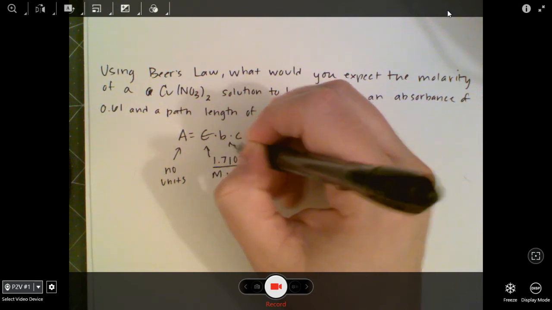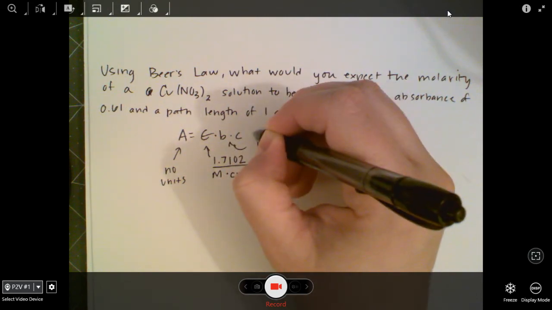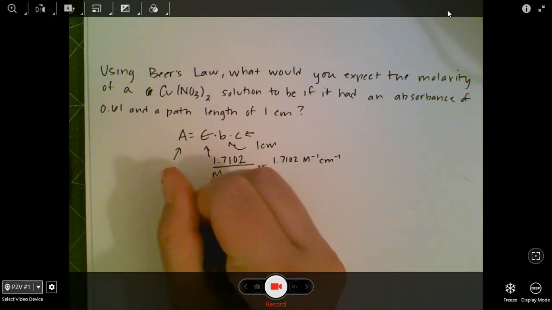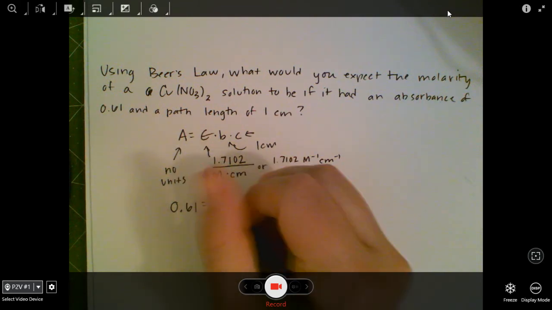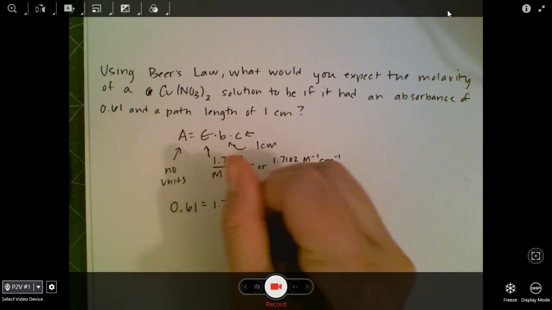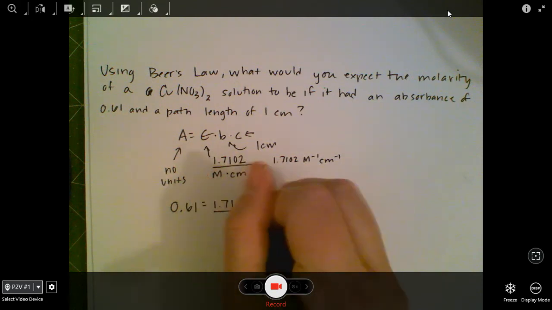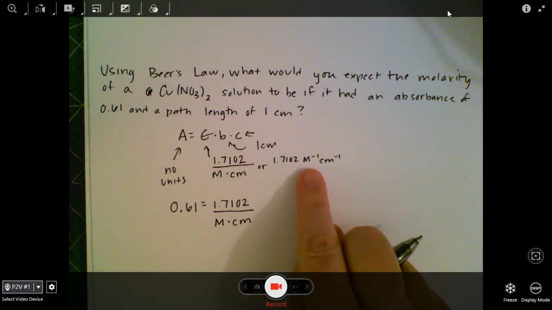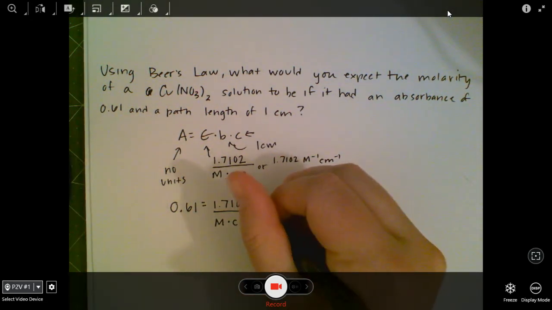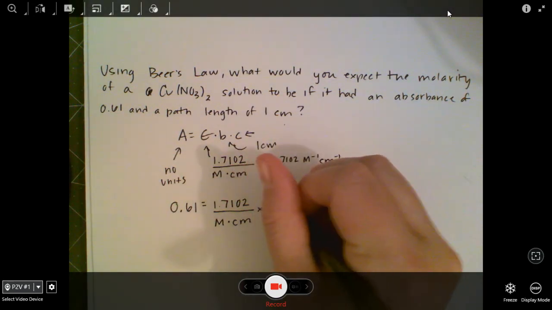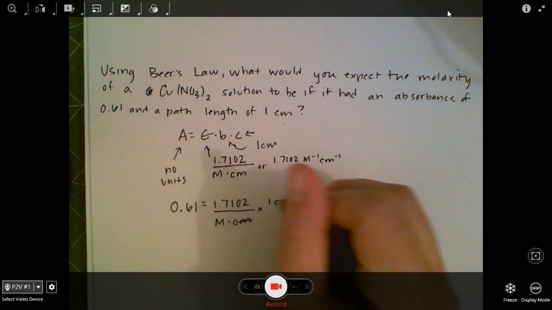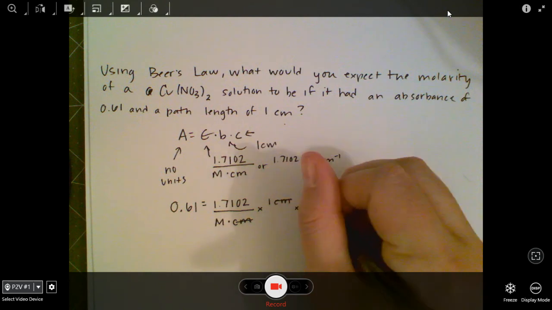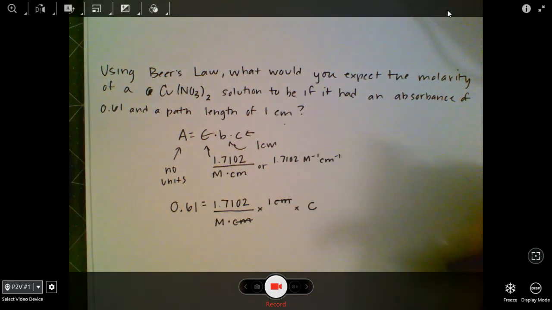Now my path length is going to be 1 centimeter, and I'm looking for my concentration. So when I put this into my equation, I'm going to have 0.61 equaling 1.7102. And then I'm going to write it as over molar centimeters. If you like this way better, you're fine doing that too. Then we are going to multiply it by the path length, which is 1 centimeter. And here's the reason why I like this, is because then my units are on top and bottom and they cancel out. But you got to be careful. And then I do not know what my concentration is, so I'm going to solve for C.